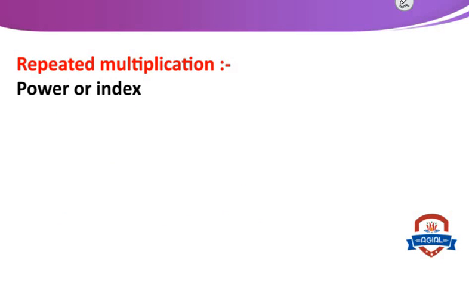What is the meaning of repeated multiplication? For example, 2 times 2 times 2, not 2 plus 2 plus 2. 2 times 2 times 2 times 2. 2 repeated 3 times. This means 2 to the power 3. The meaning of repeated multiplication is power or index.